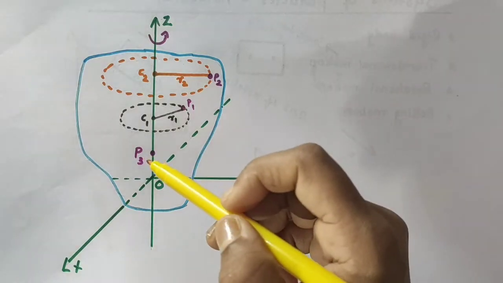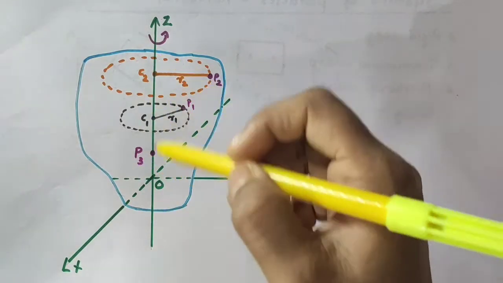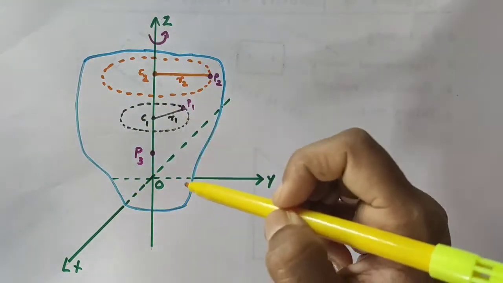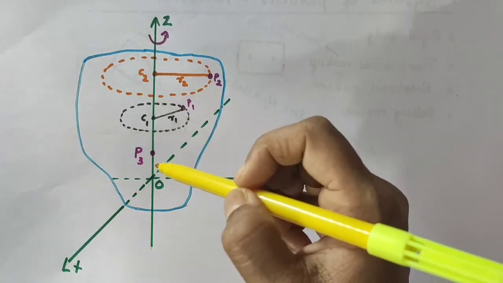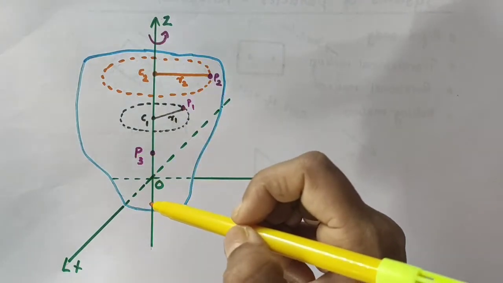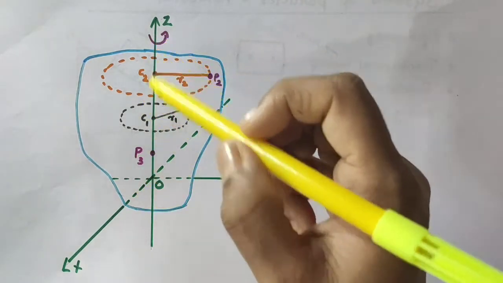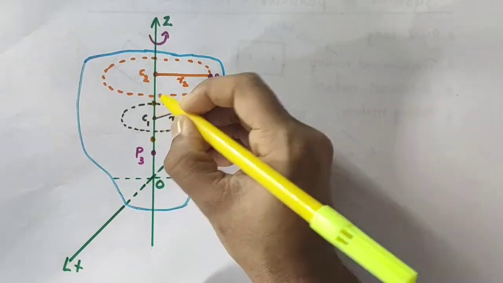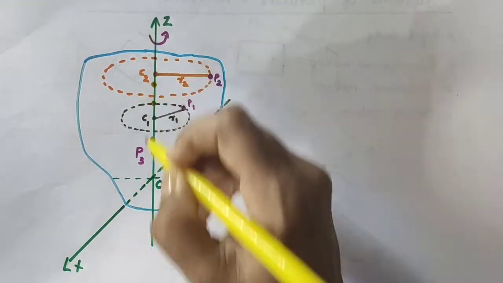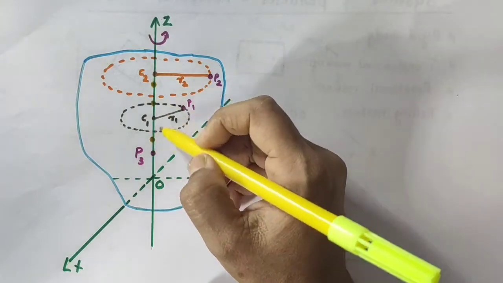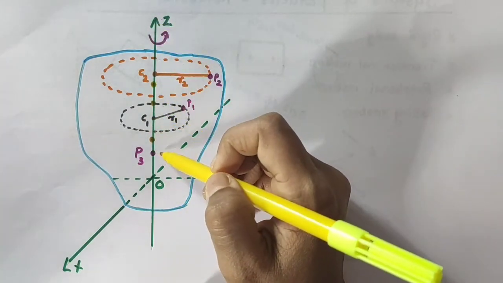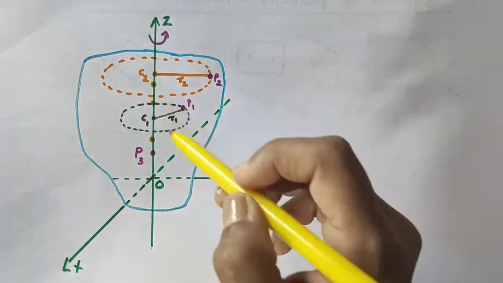Any such particle P3 which is on the axis of rotation remains stationary while the body rotates. This particle P3 is on the axis of rotation. Any such particle on the axis, you can consider a particle here, another particle here, remains stationary while the body rotates.